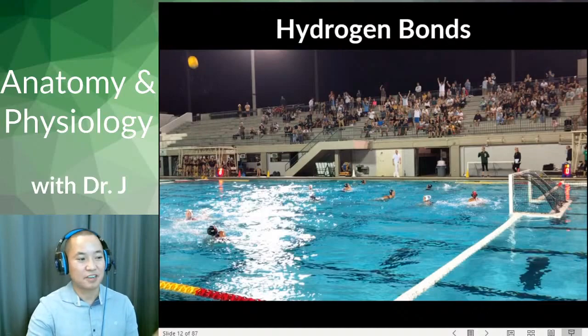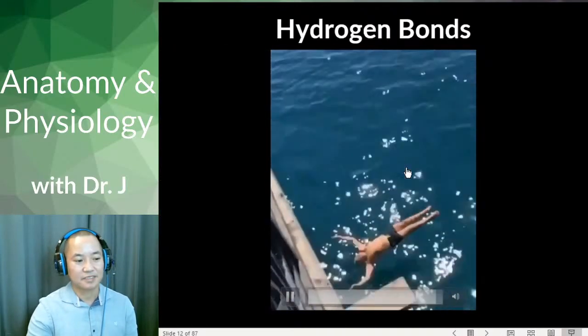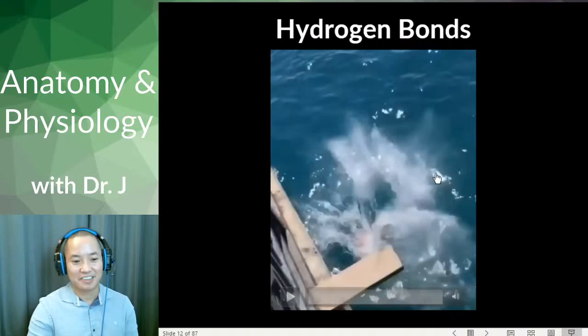But what if you try to enter the water like this? Is that as painless as sticking your finger in a cup of water? You have all that energy, and when you have a bunch of hydrogen bonds stuck together, it can form a much, much stronger overall structure. This is why if you hit a body of water like that, it's going to sting, because you have all those hydrogen bonds in that body of water right there.